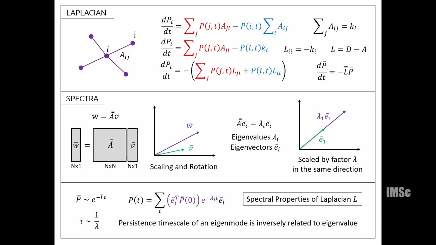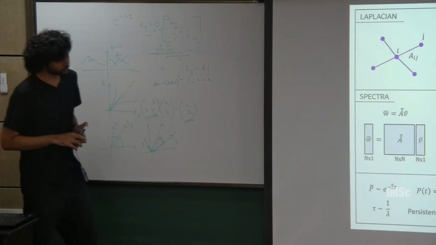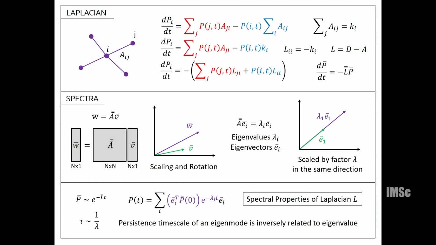Now, can you see why it would be an exponential? Why is the scaling factor this? So this is nothing but the solution to that equation, right?